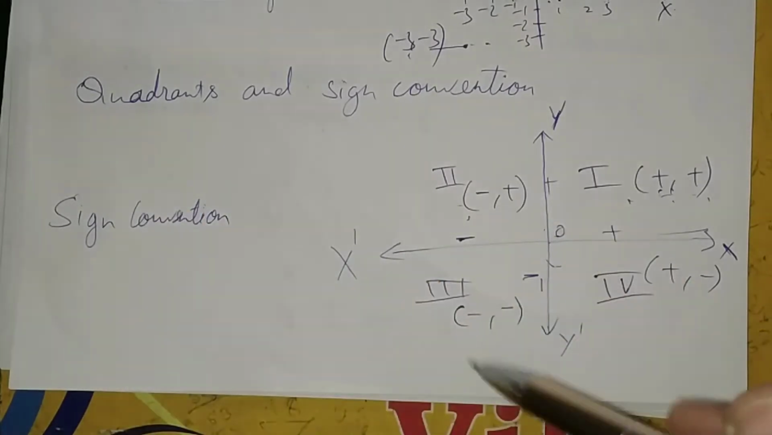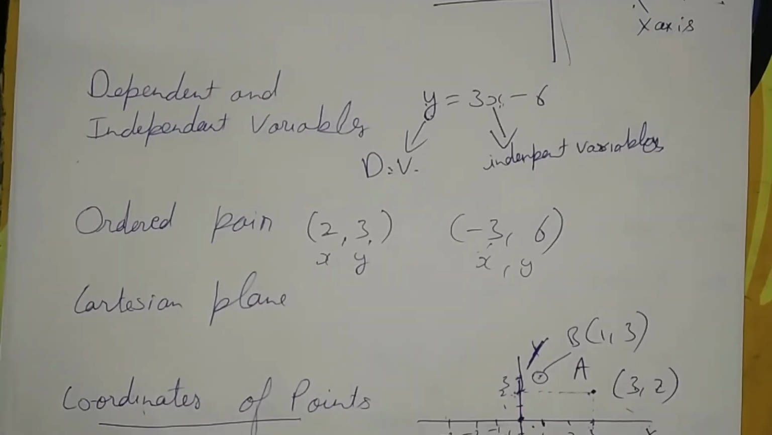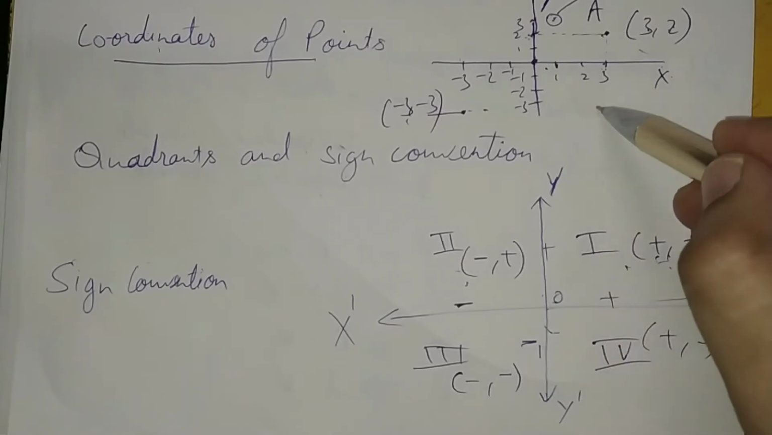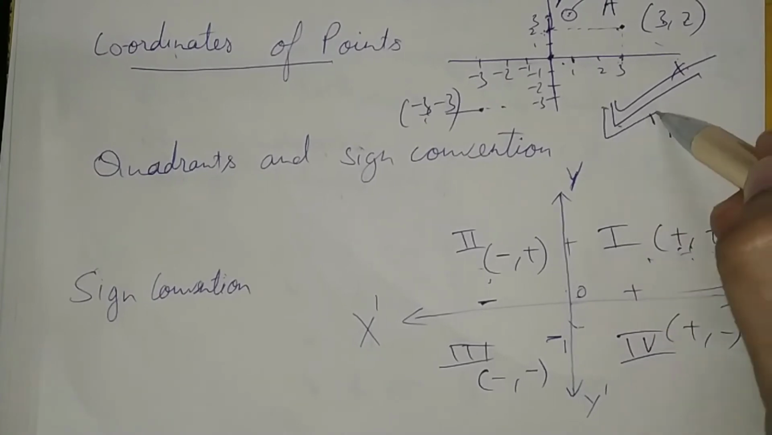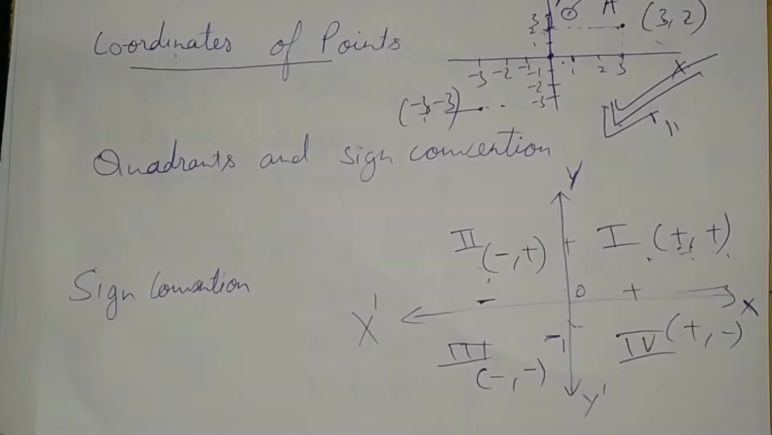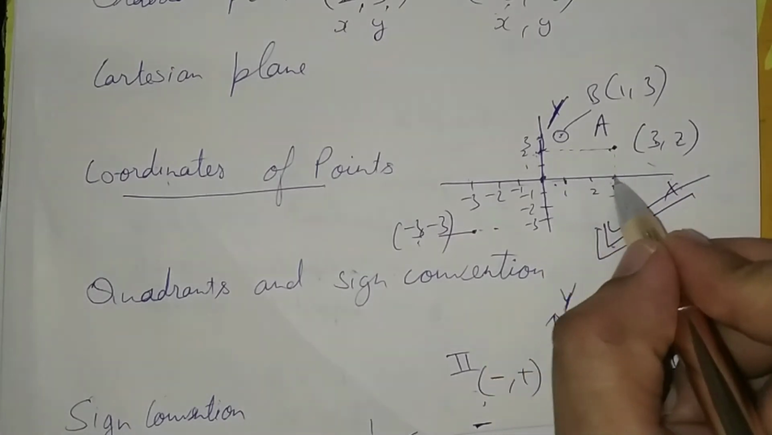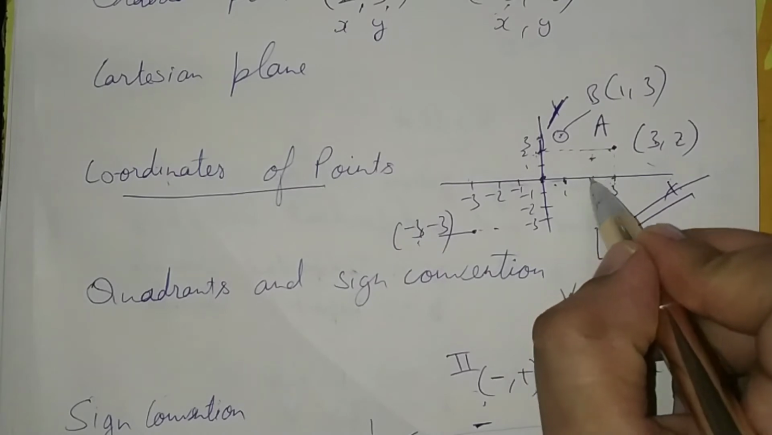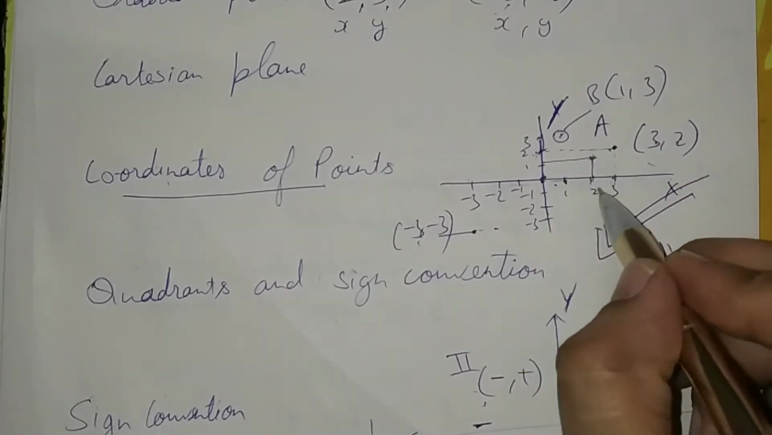Okay, this is the quadrant and sign convention. Whatever we have understood here, the important thing is how to plot a point. Very important and very easy indeed. Just find the numbers on the x-axis first. For example, any point here, 1, 2. This is the second number on the x-axis, and this 1 on this. So this point will be 2, 1.